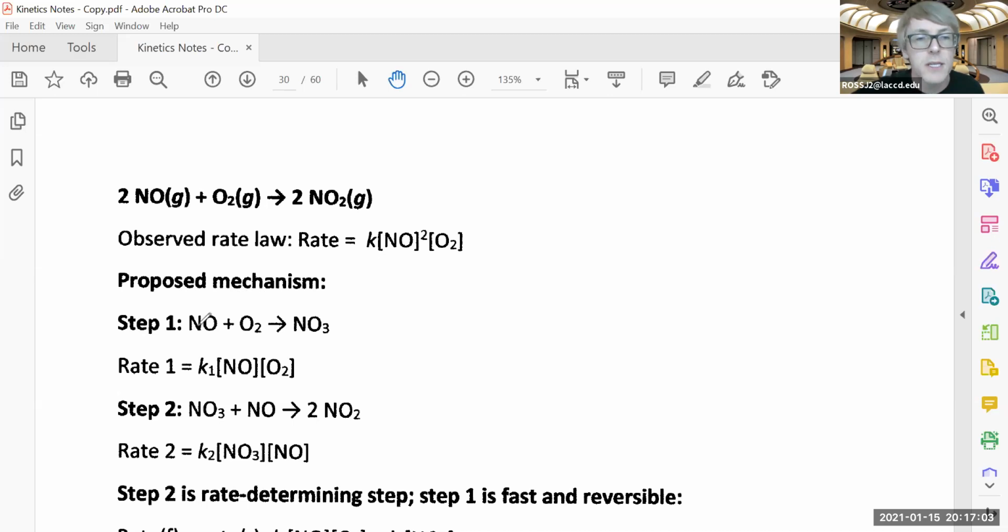We can assume, because of this 1-to-1 mole ratio, that it's first order in both of these elementary ingredients, NO and O2 respectively. And then step 2, we're told, okay, take the product of step 1, add more NO, and then you get the final product, 2 lots of NO2. So here, again, we can take the elementary steps, the coefficients become orders in our rate law. So it's another rate constant K2, NO3 first order, NO first order. Okay, so far so good.